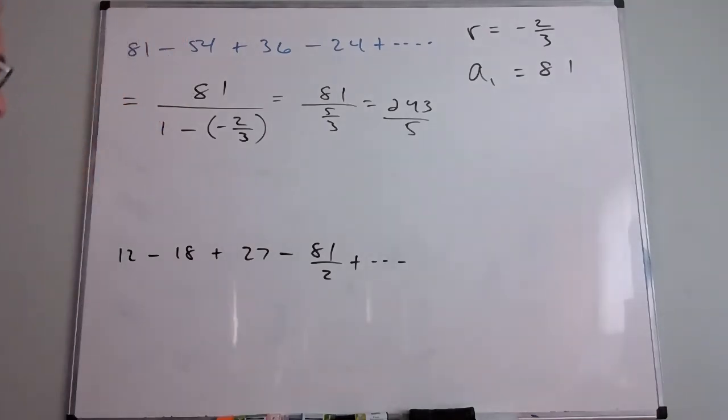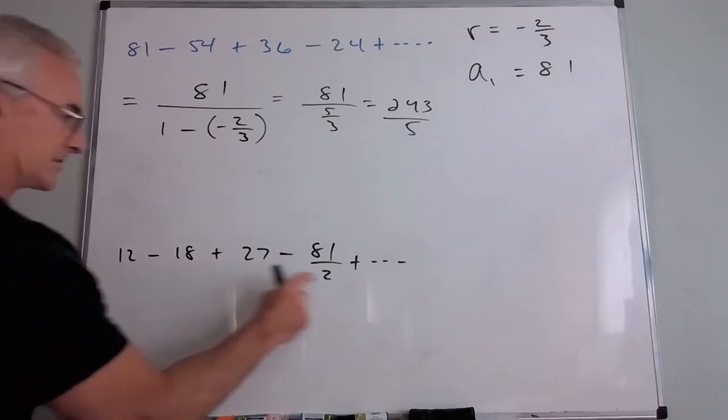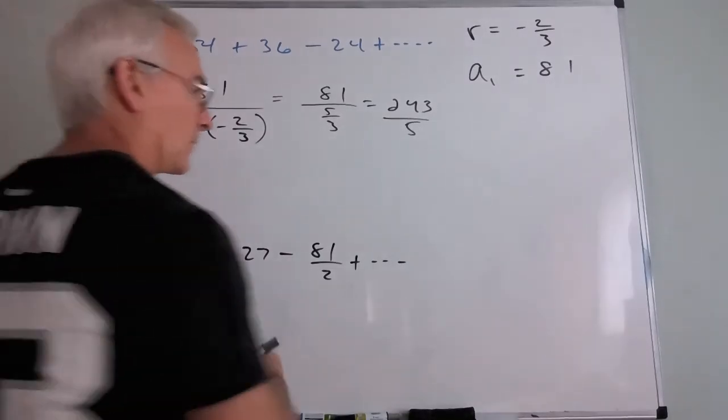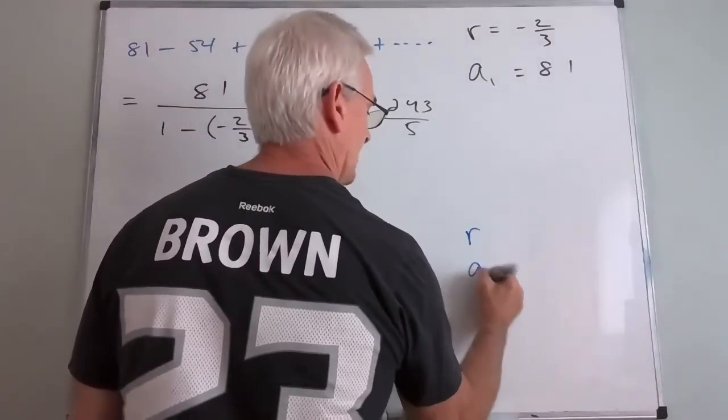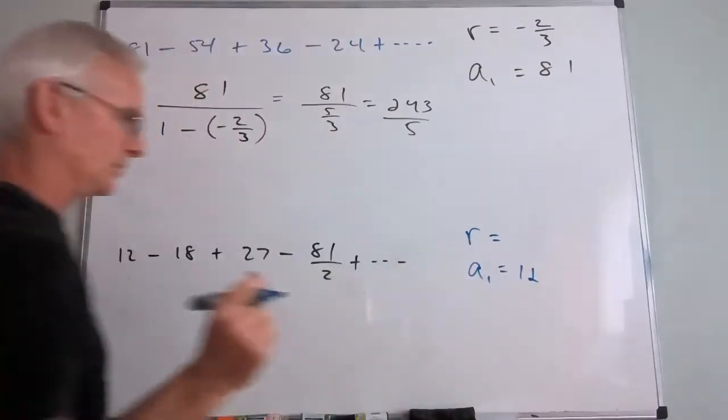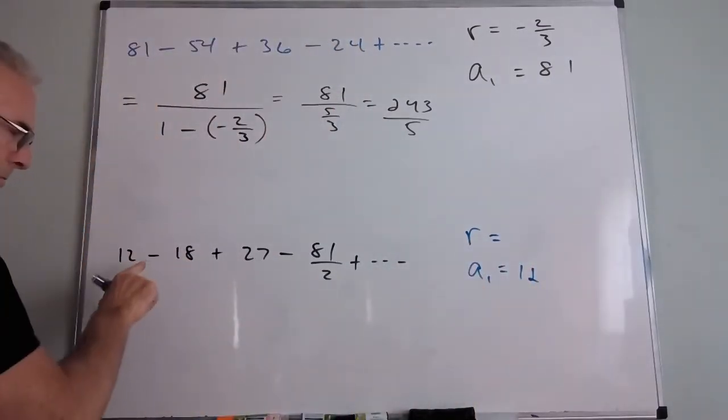Is this geometric? Do I have the same ratio? This over this, this over this, this over this? Yes, I do. So what is my R and what's my A1? Negative 3 over 2.